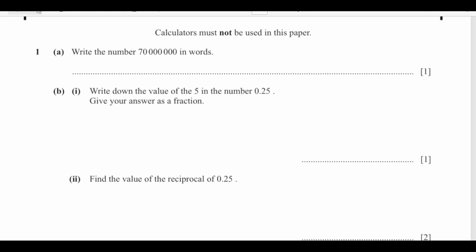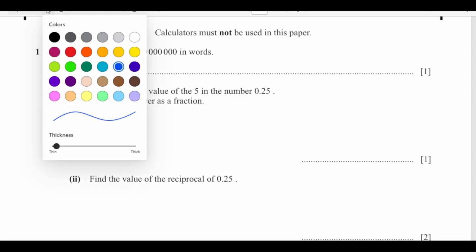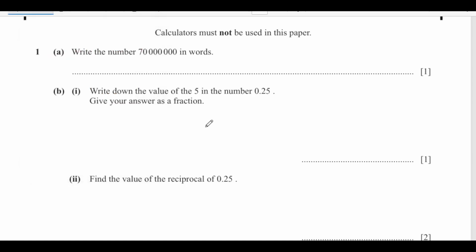Today we are going through Cambridge IGCSE paper 1-3. So the first question that we have here, write this number in words. If you see, this is the position of ones, tens, hundreds, then this is of thousands, and this is of the million. So we have 70 million. This is 70 million.